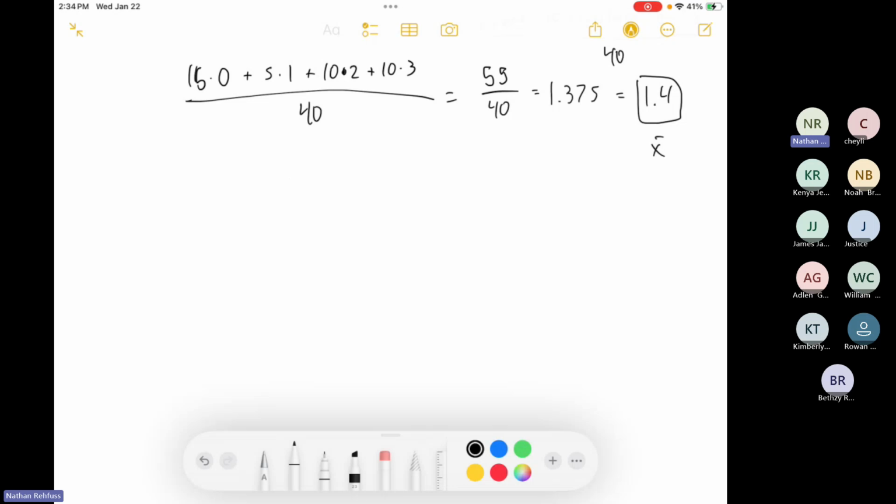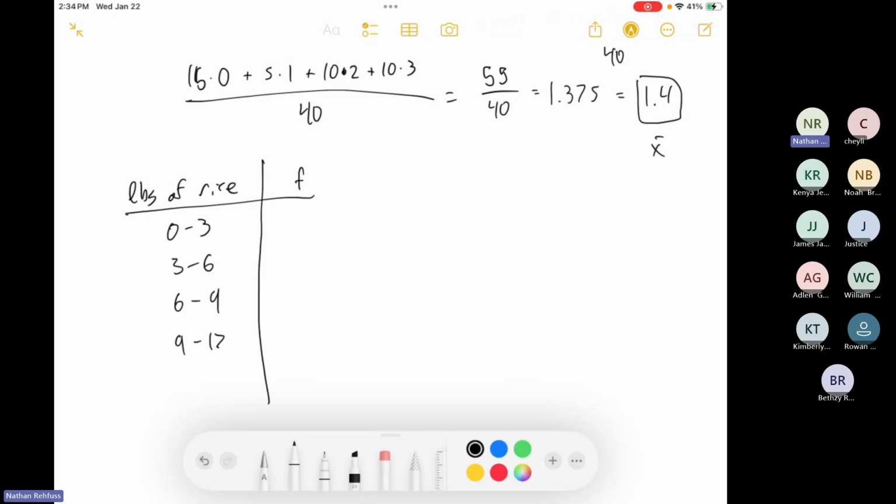So let's say, what could I ask? How many pounds of rice are there in your kitchen? And then F for frequency. So 0 to 3, 3 to 6, 6 to 9, 9 to 12. How many pounds of rice do these people have in their kitchen? And we get numbers something like this. I'd like to find a mean.